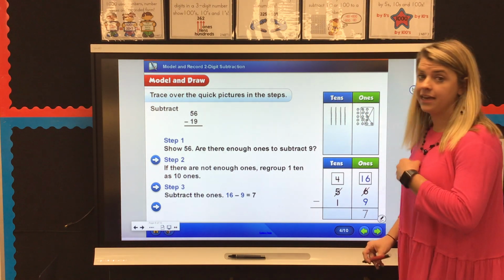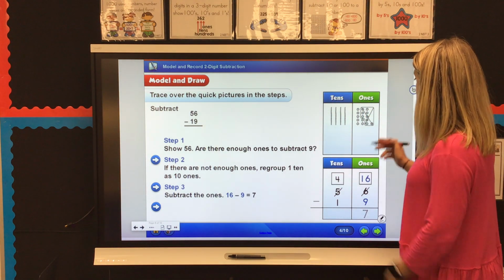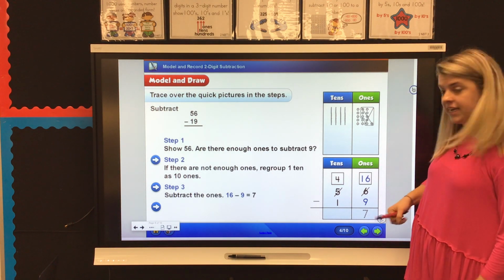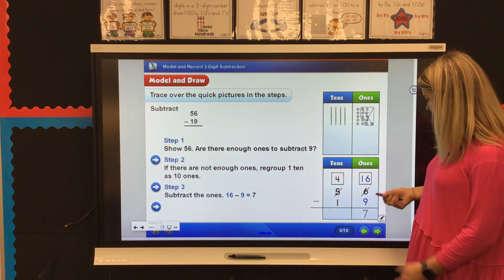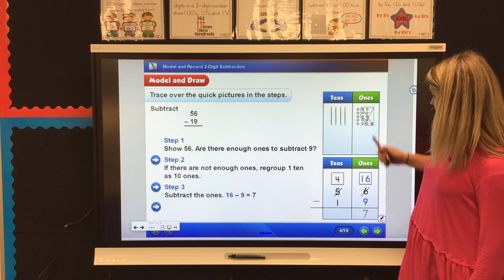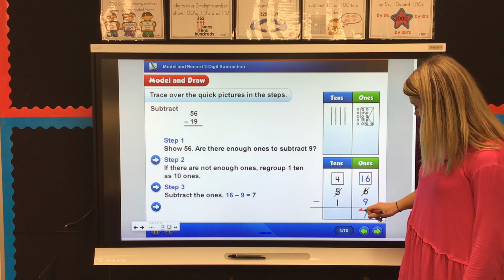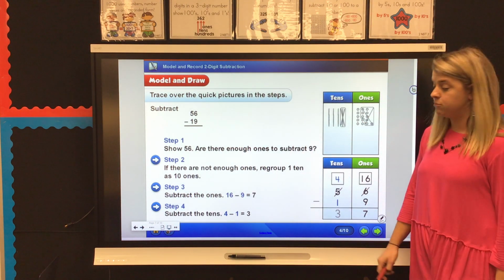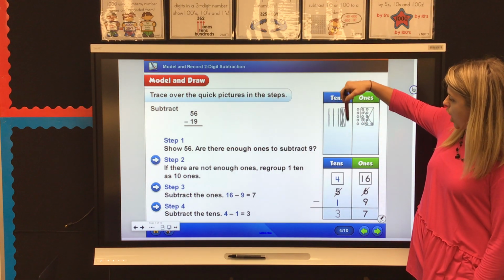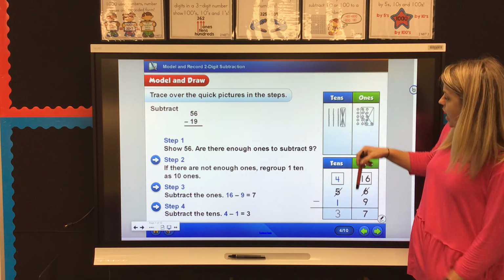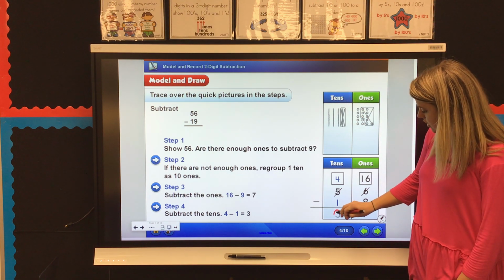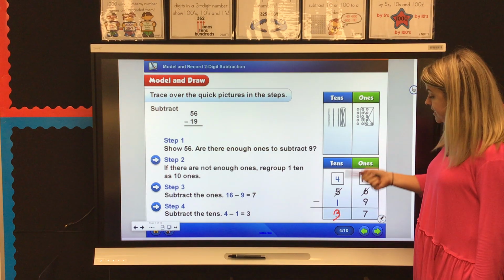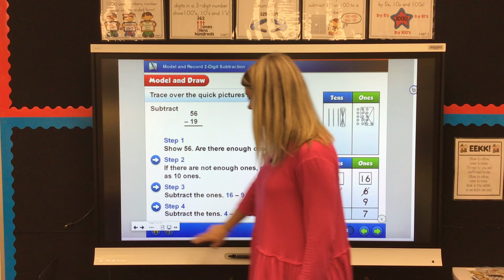Step 3. Now we do have enough to subtract the ones, because 16 is plenty to take away 9. 16 minus 9 gives us 7. And then step 4 is we have to subtract the tens. 4 minus 1 equals 3. Just like we did yesterday, except today we're going to be adding in the standard algorithm.